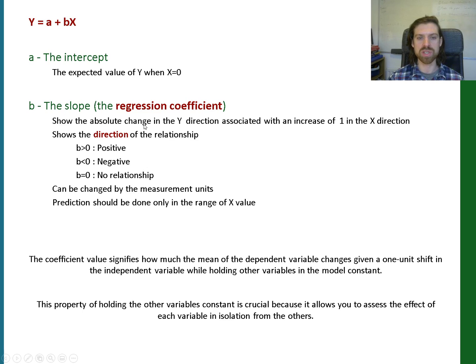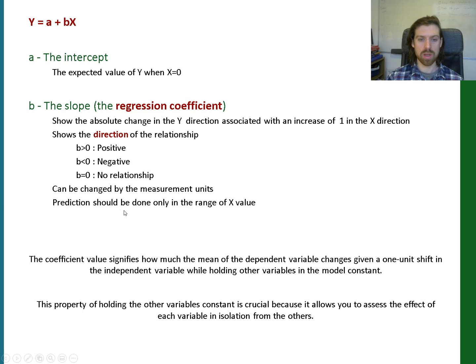So it shows the absolute change in y associated with an increase of 1 in x, as I just mentioned. And it shows the direction of the relationship. So this coefficient, the hint is it's a coefficient, it runs from -1 to 1. So if it's positive, it's going to indicate that it's a positive correlation. If it's negative, then it's going to indicate that it's a negative correlation. And if it's 0, then it's going to indicate that there's no relationship between the two. It's just a flat line.